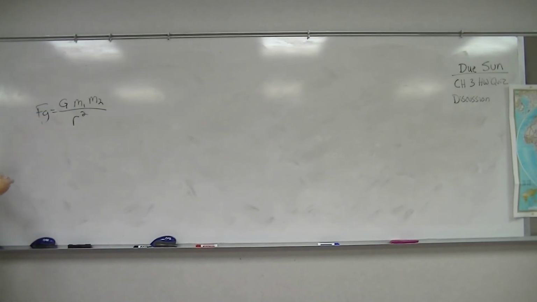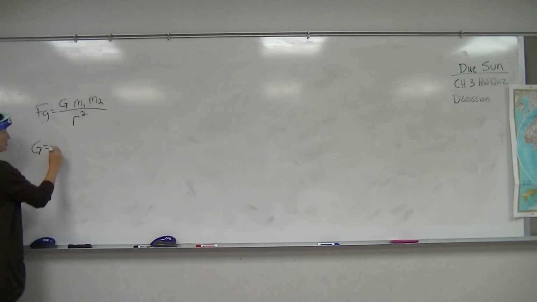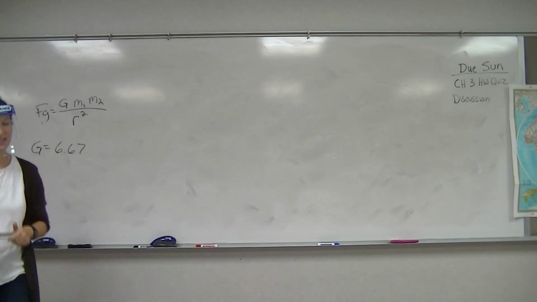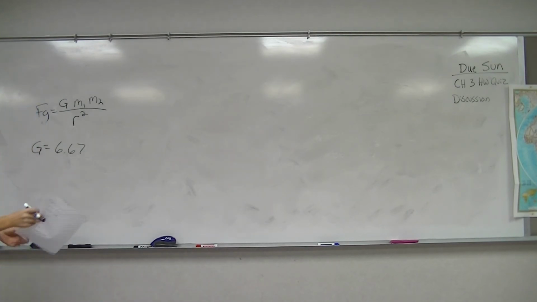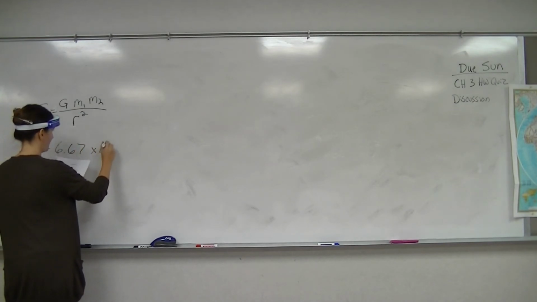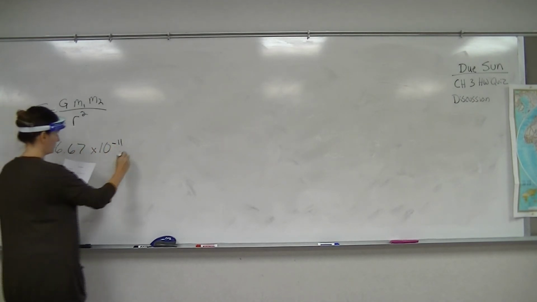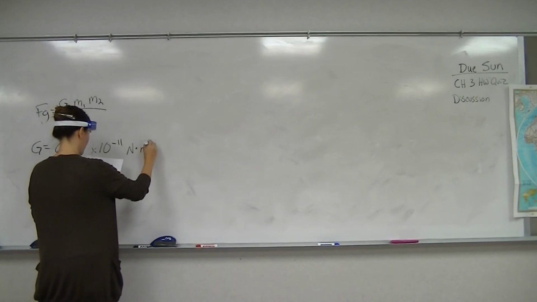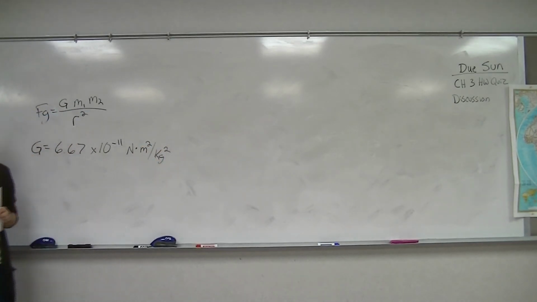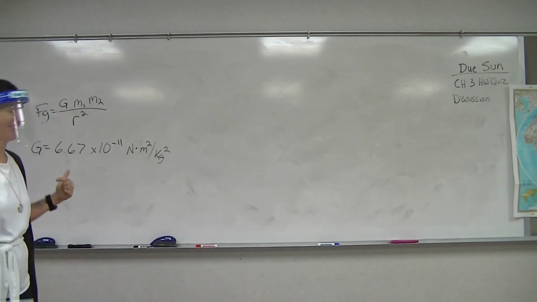Notice there's one variable I didn't talk about, that big capital G, and that is the gravitational constant. You need to use the value for the gravitational constant every time you're calculating. Don't leave this out. Do not even ask me how they came up with this gravitational constant, because I don't know.